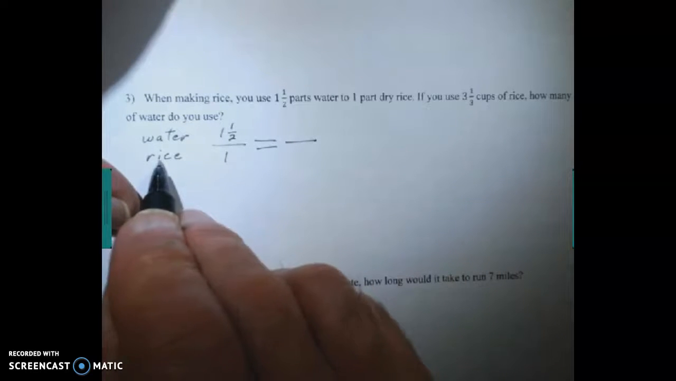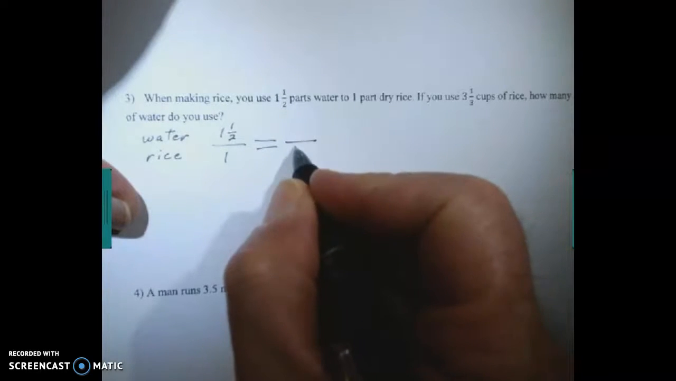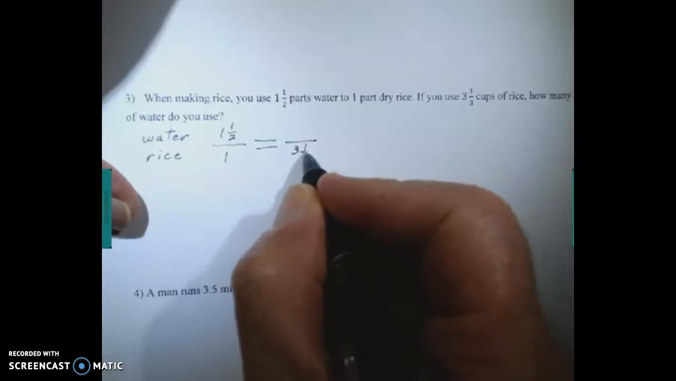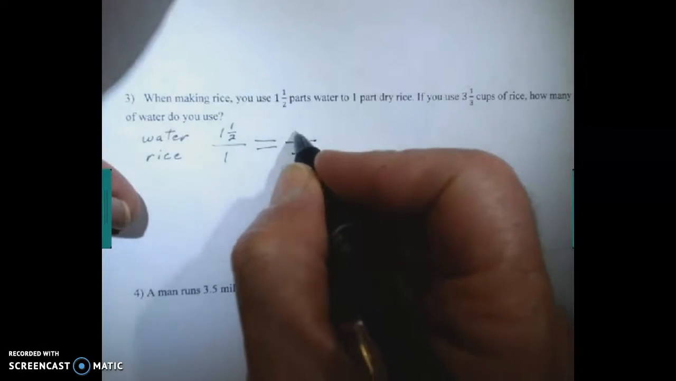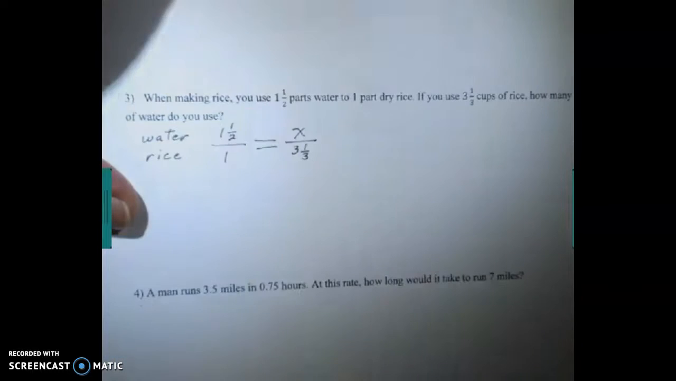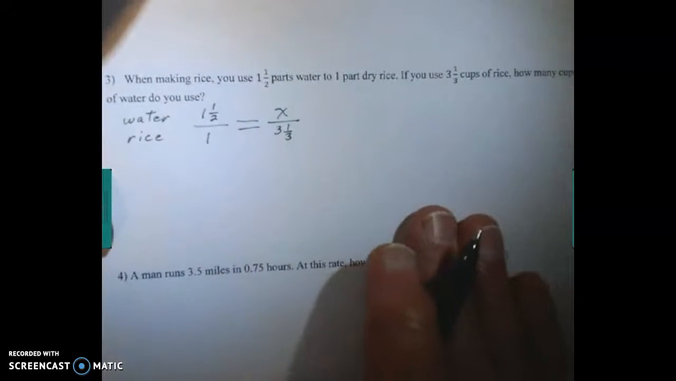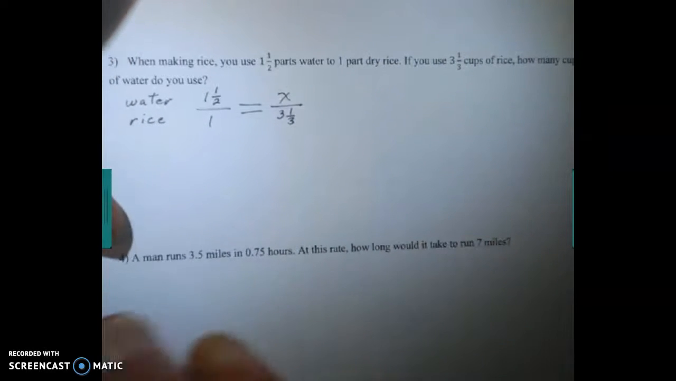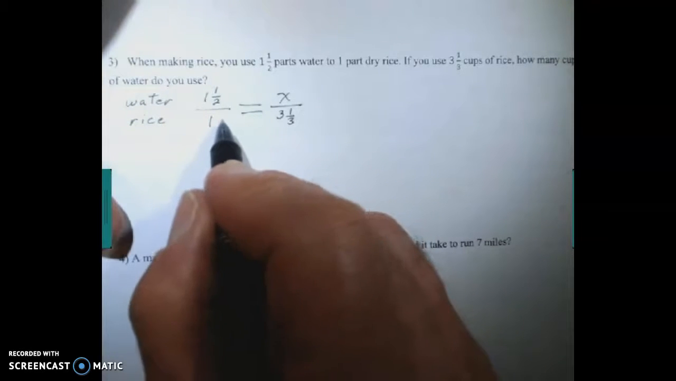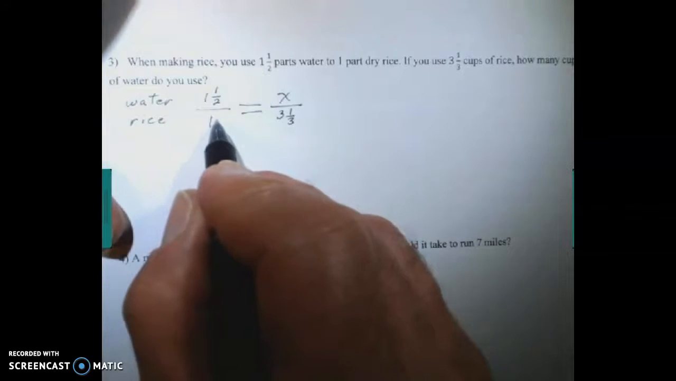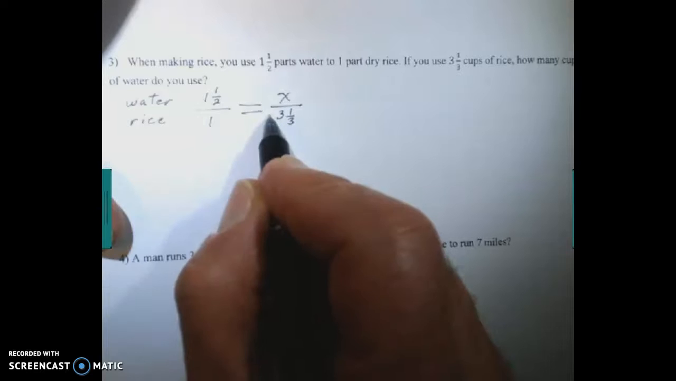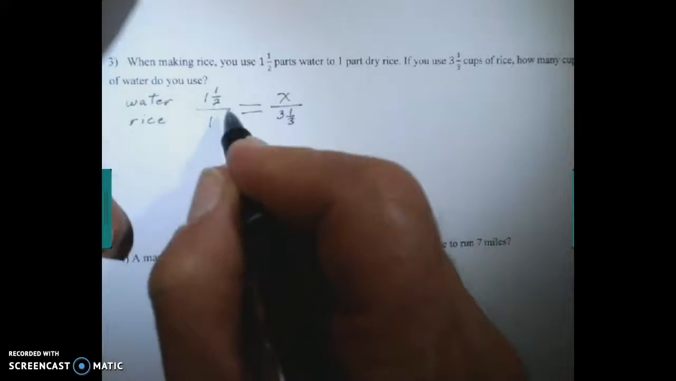We had rice on the bottom on this side. We need to put rice on the bottom on this side. So 3 1/3 goes on the bottom. We're looking for how much water, so we put an X on top for the amount of water. You could use your 5th grade method of saying, oh, it's equal fractions, and just what would you do to make 1 into 3 1/3?